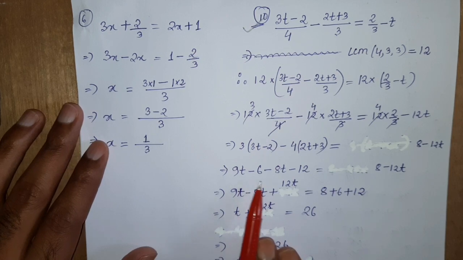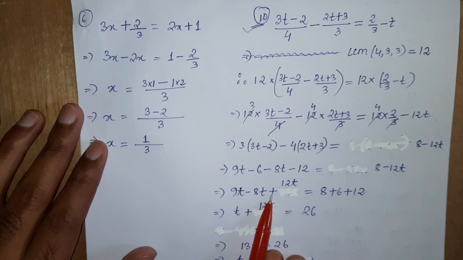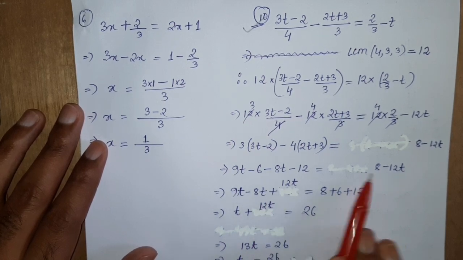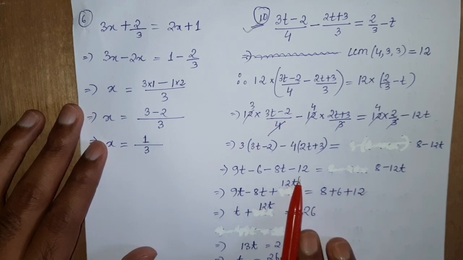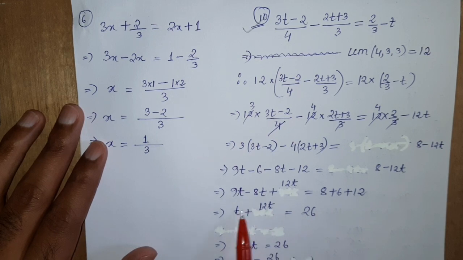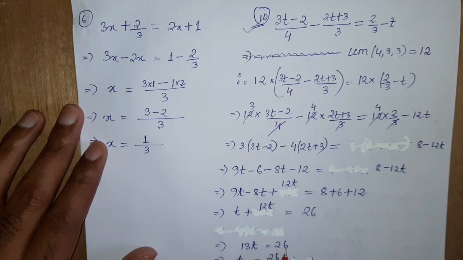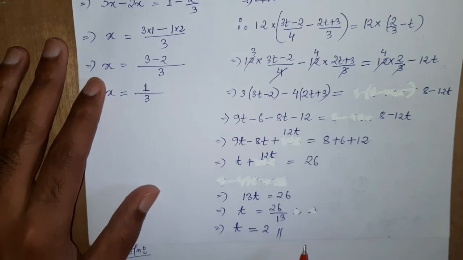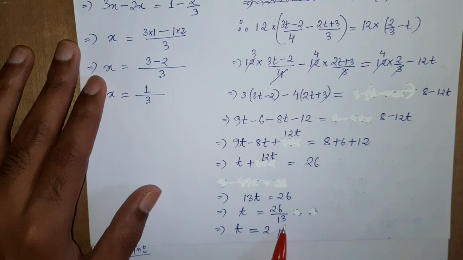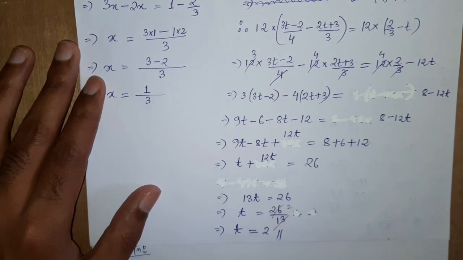So like terms, 9t minus 8t minus 12t, if you bring this side by transposition, 12 plus 12t. Here 8 minus 6 will become plus 6, minus 12 will become plus 12, okay, after transposition. So 9 minus 8t plus t plus 12t, 13t. 8 6 plus 12 is 26, 13t equal to 26, t equal to 26 by 13 by cross multiplication, okay. So t will be equal to 26 by 13. If you divide 26 by 13, 1 13, 13 2 26, 2 is the answer, okay.